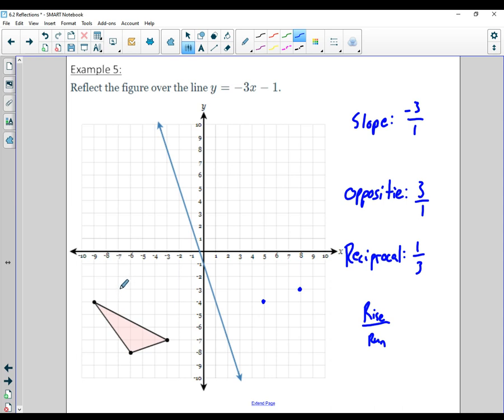Up 1 over 3. I did that 3 times, so I need to go up 1 over 3 three times on the other side as well.